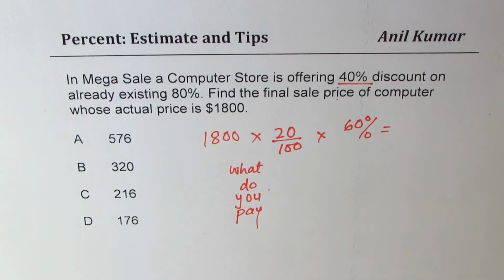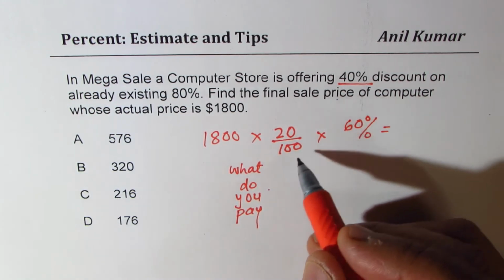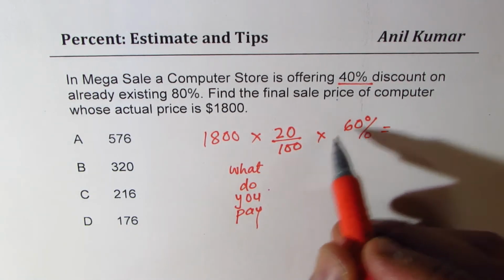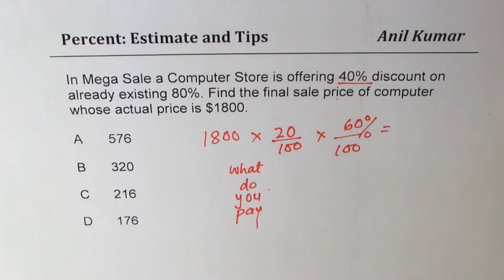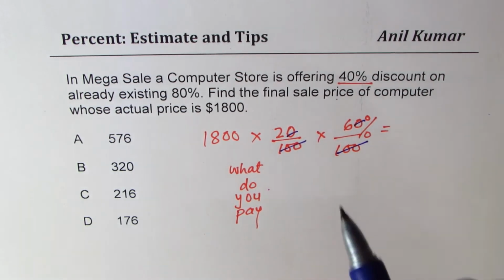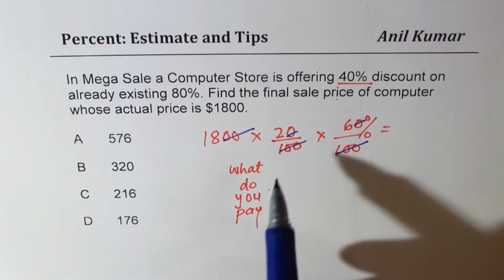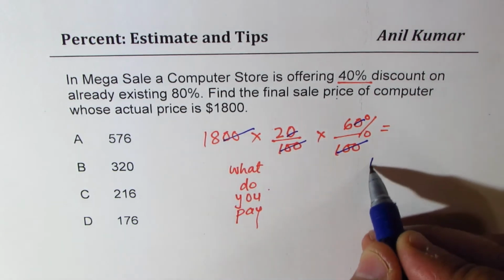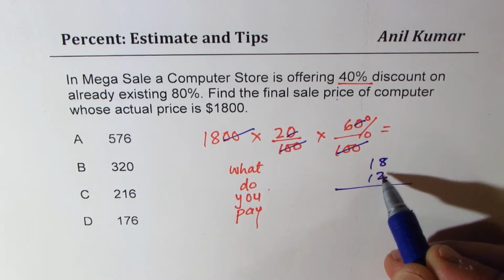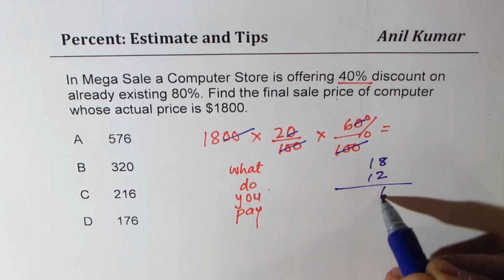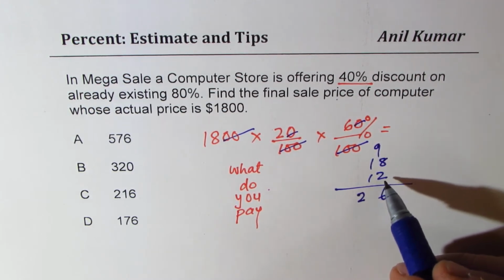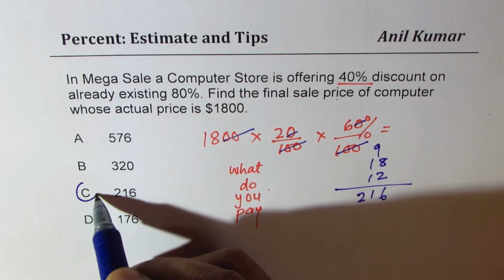So I hope that makes sense. Correct? 60 over 100 I should have written. So now what we have to do is simplify. So let me write 60 over 100. Now let's simplify. These two zeros go, these two zeros will go with this. So you have to multiply 18 by 12 to get your answer, right? So if you can do it directly, it's 216, right? So 6 and 9 and 12 and 9 is 21, and so C is the right option.